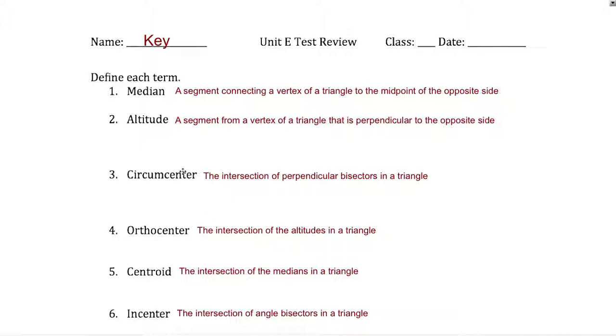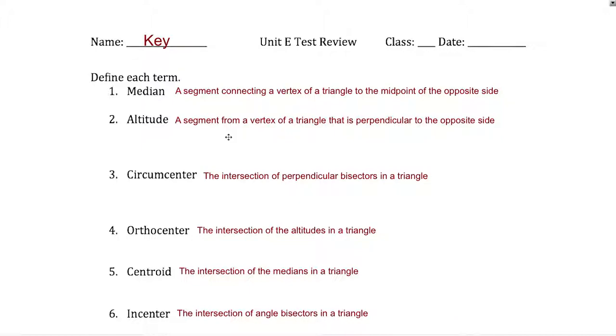And so you can see that the median is nothing more than the segment from a vertex of a triangle to the midpoint of the opposite side. That midpoint is a crucial feature. Altitude goes from a vertex of a triangle, and it connects to the opposite side at a right angle, so it's perpendicular to that side.